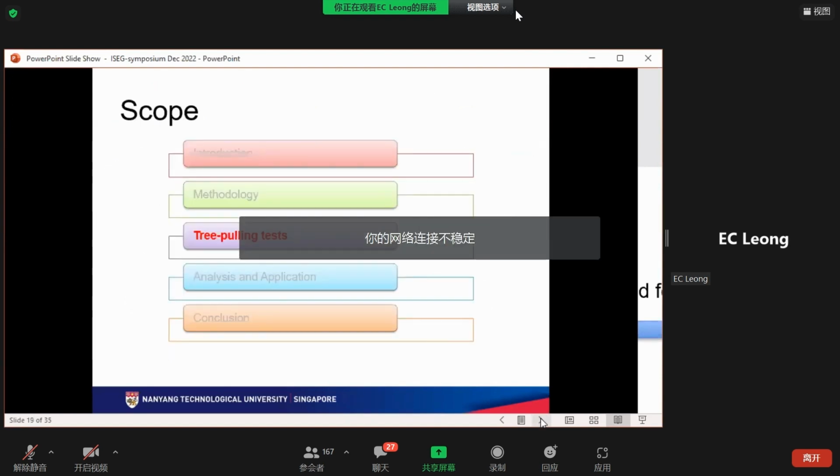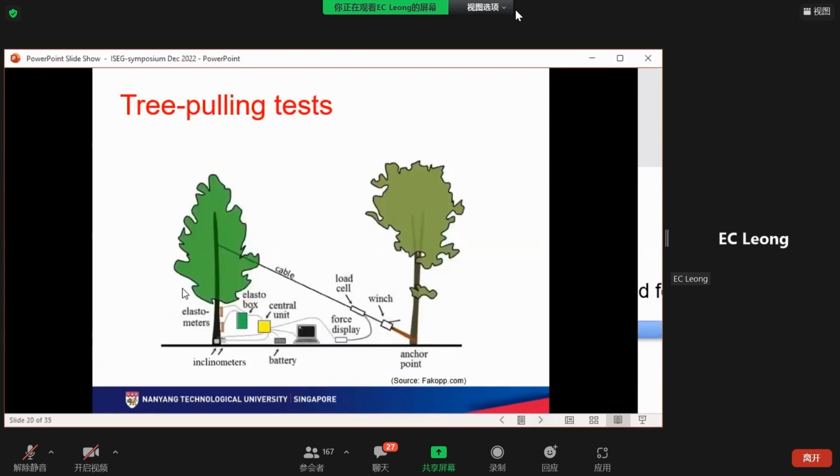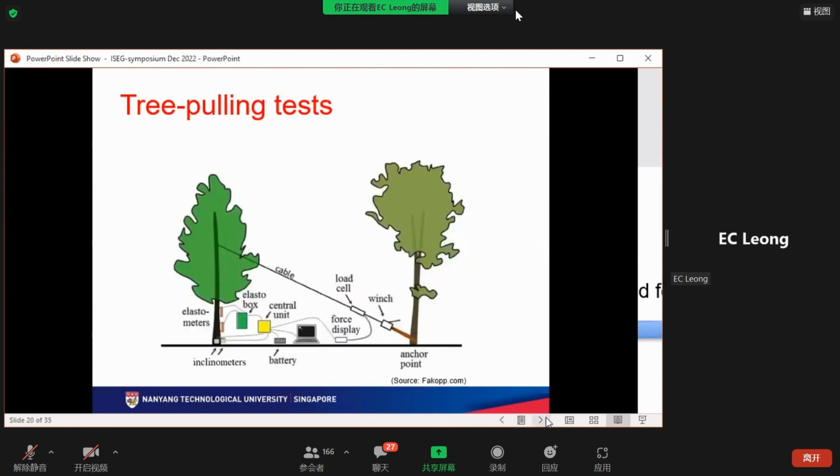Now I'm going to the tree pulling test that we have conducted. You have the same sort of setup with some modifications. For safety reasons, some of these tree crowns, or what we call the canopy, could be quite large, so that we can move our instruments to be quite close. We use a tow truck to provide the winching force rather than using another tree as the anchor point.